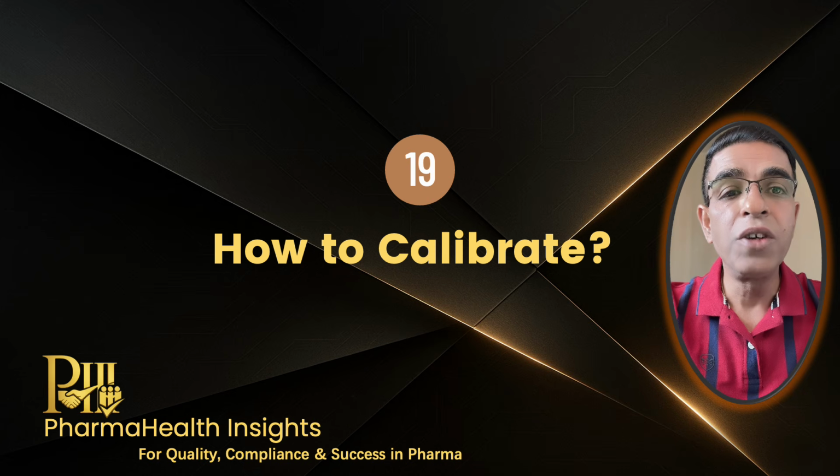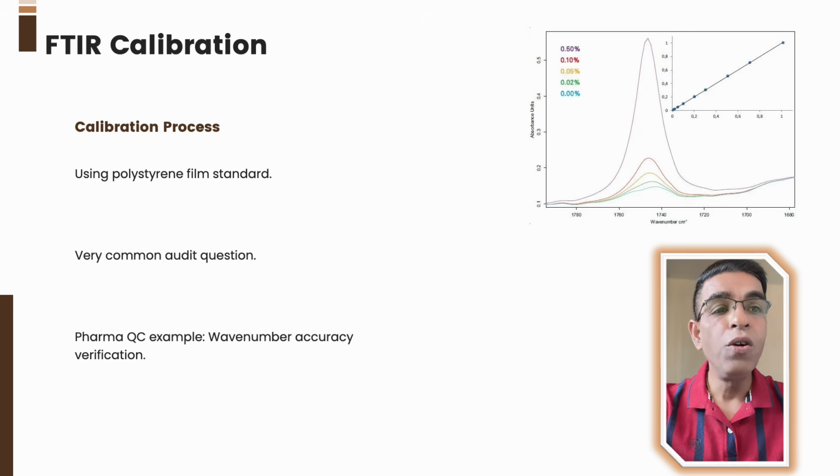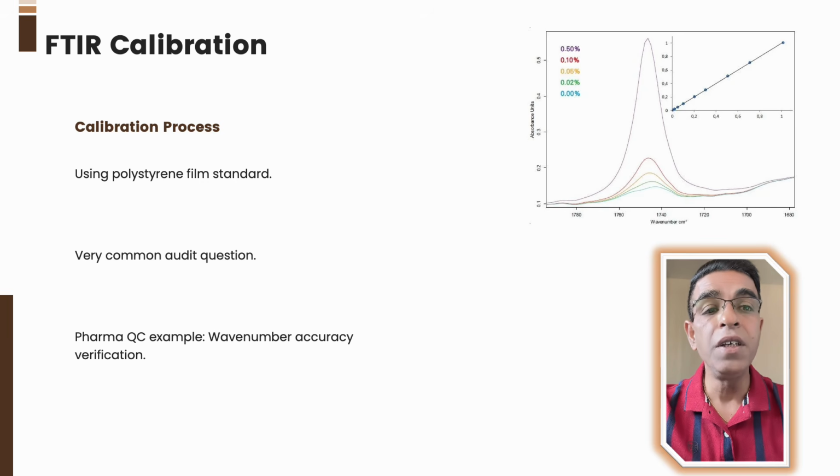Now he will try to check your regulatory compliance. You may get this question, how do you calibrate an FTIR instrument? And you should always answer confidently like this. Sir, FTIR calibration is commonly performed using a polystyrene film standard. Polystyrene has well-defined characteristic peaks at specific wavenumbers. So by checking these peaks, we can verify the wavenumber accuracy and also confirm the resolution of the instrument.